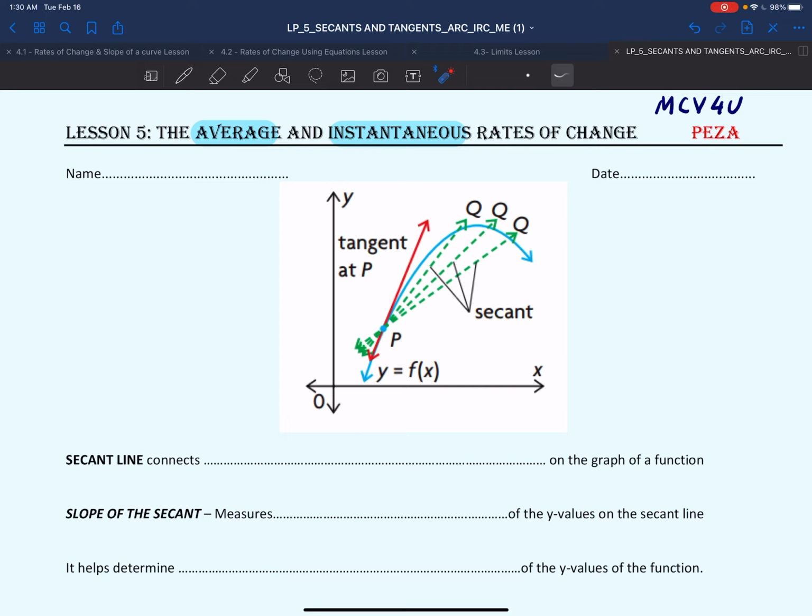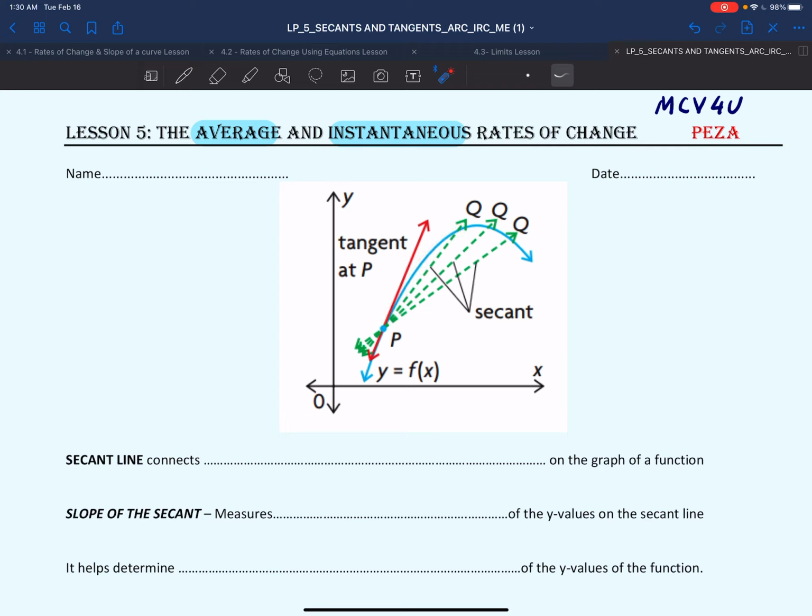To determine the average rate of change of a function means to find the rate of change of the y values over a specific interval within its domain. Now, the rate of change of the y values of a function can be difficult to find due to the curved shape of the graph of a function.